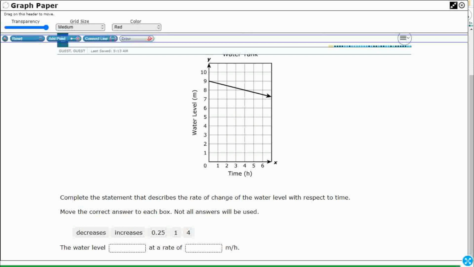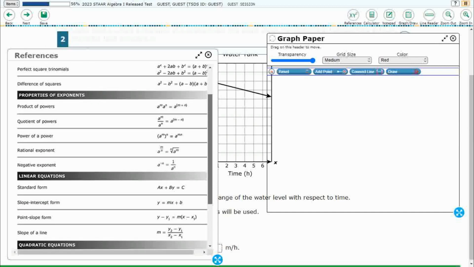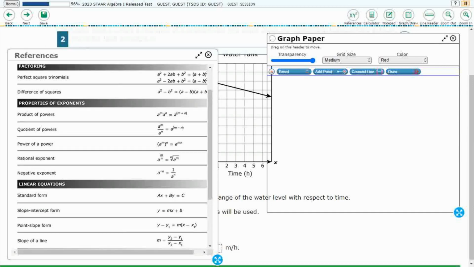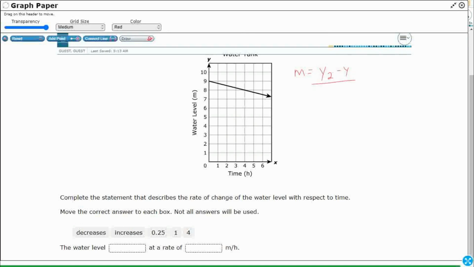So how are we going to calculate this? Well, if we are looking at our reference materials, since that constant rate of change can be calculated as a slope, since this is a line, look at that very bottom equation on the screen. Slope of a line, m equals y2 minus y1 over x2 minus x1. That's what we are going to do. We are going to just calculate this as slope, change in y over change in x. Think of rise over run. That's another way we can keep this in mind.